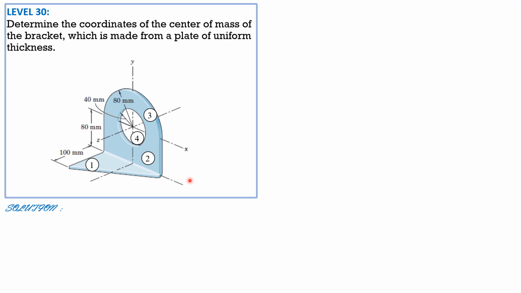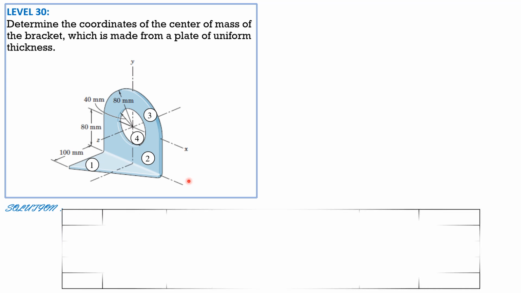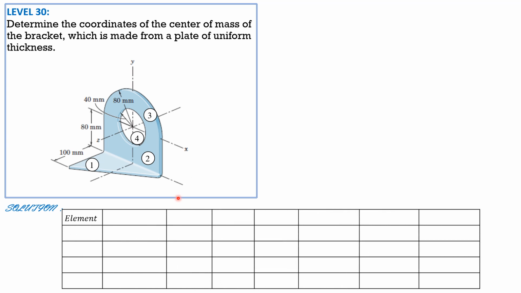So for area 1, we have element area in mm square, x sub c in mm, y sub c in mm, z sub c in mm. Then area x sub c, product, area y sub c in mm cube, and area z sub c in mm cube. So for element 1, the area is 1/2 of, the radius is 80, so this dimension is 160. 160, 1/2 of 160 times 100 is, that's the location of the centroid, 8,000.